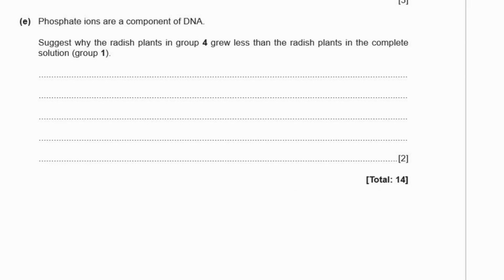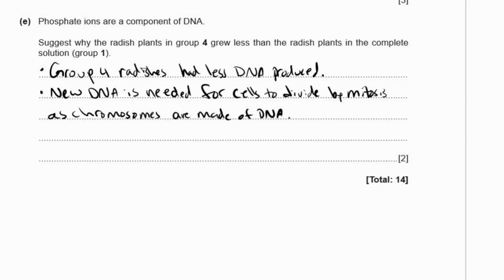E. Phosphate ions are a component of DNA. Suggest why the radish plants in group 4 grew less than the radish plants in the complete solution, group 1. Okay, so group 4 radishes have less DNA produced because phosphate ions are needed for DNA. So group 4 radishes had less DNA produced, and new DNA is needed for cells to divide by mitosis. That's because chromosomes are made of DNA.